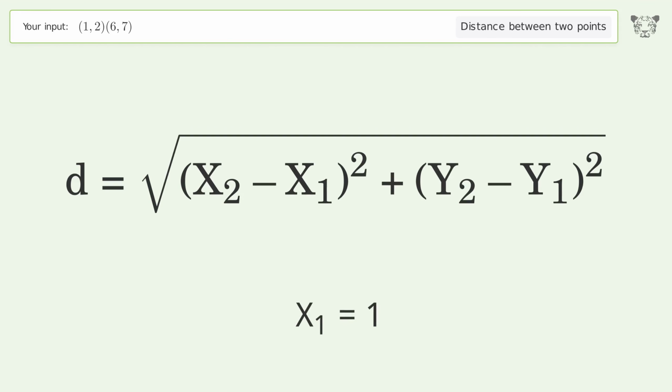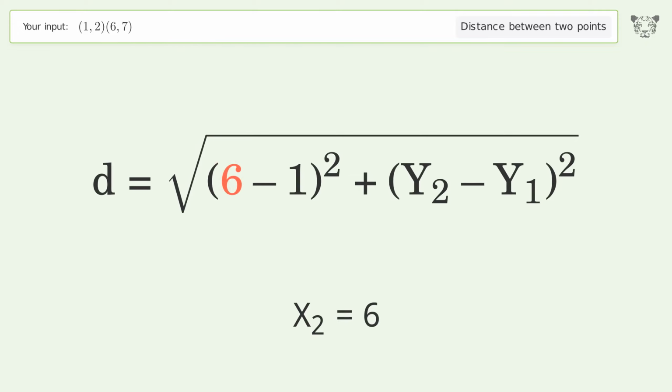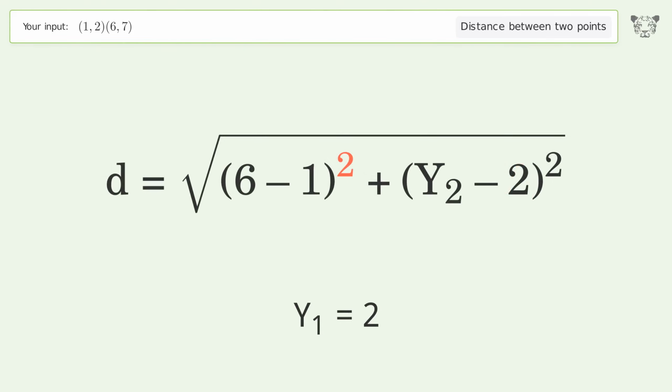x1 equals 1. x2 equals 6. y1 equals 2. y2 equals 7.